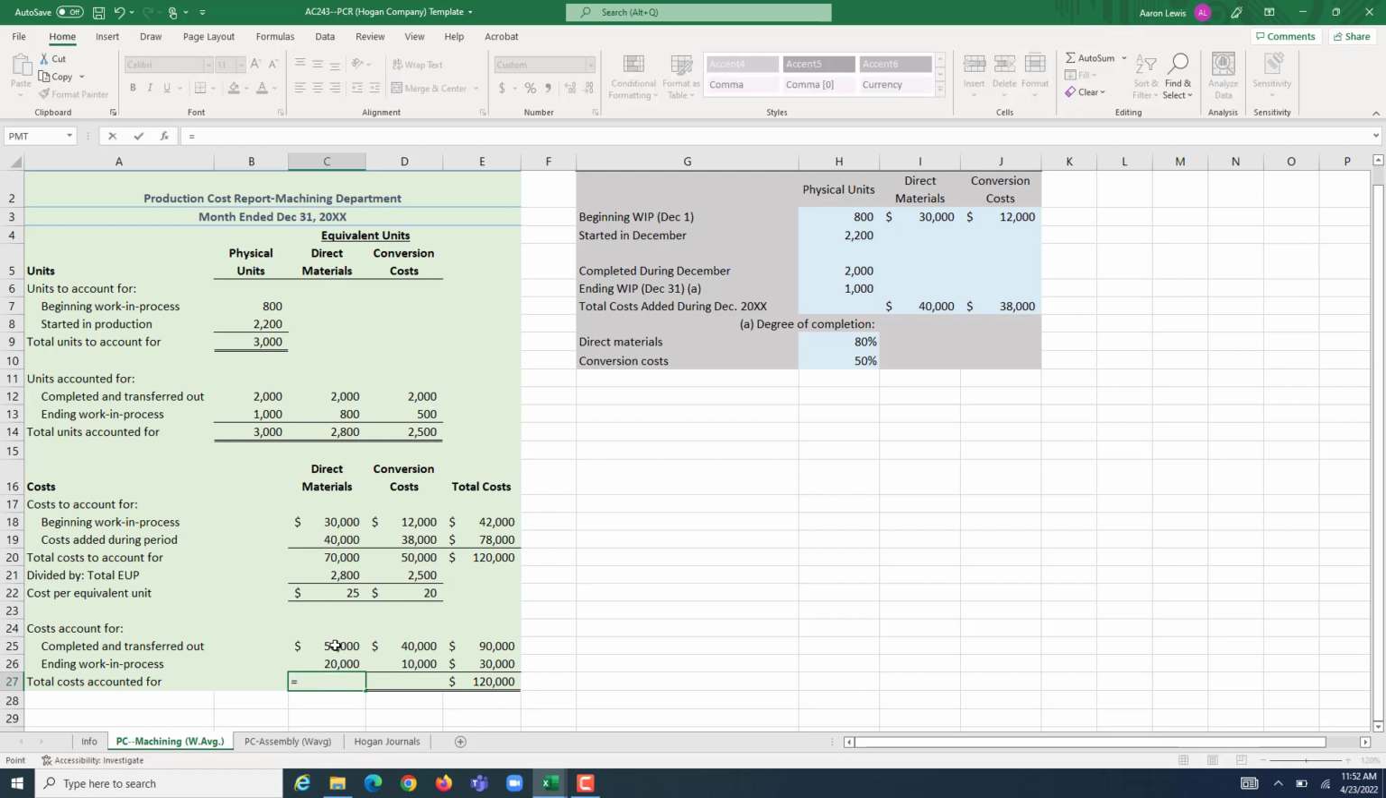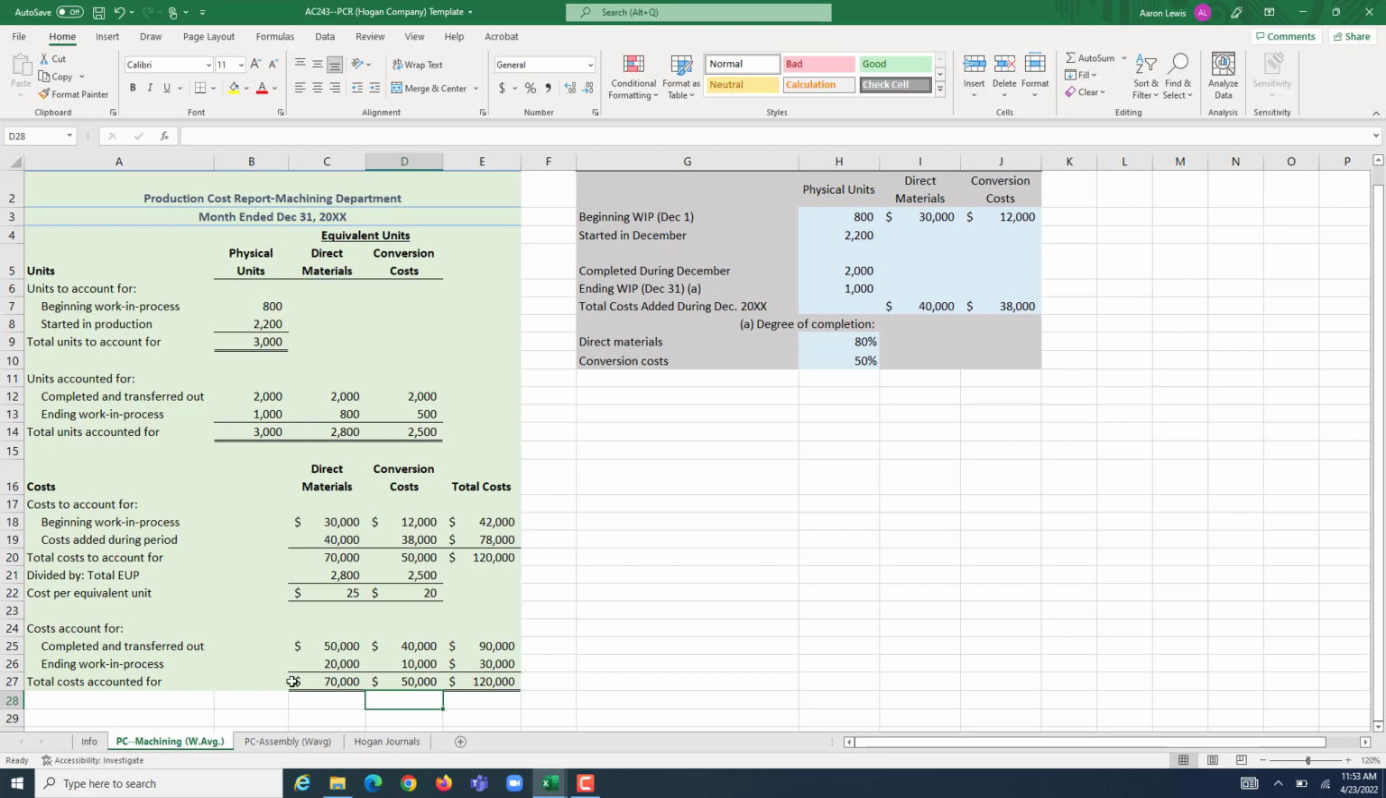And just to be thorough here, we know where all $70,000 worth of our material costs we had to account for lie. $50,000 has been transferred to assembly, and the other $20,000 is staying in the machining department ending WIP. We also know where the entire $50,000 worth of conversion costs we had to account for lie. We spent $50,000 on conversion costs during the period, so all units that came through had $50,000 worth of conversion costs inventoried to them. When the period ended, $40,000 out of that $50,000 of conversion costs was in units, which we transferred to the assembly department.